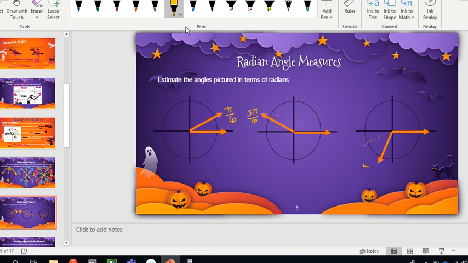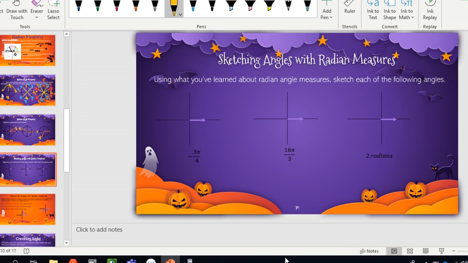4 pi over 3. I know 3 pi over 3 hits right here because this is pi. And so it's a third of the way around. So 4 pi over 3 should be right. Okay? Can you find these 3 and then we're caught up to where we were today in class?